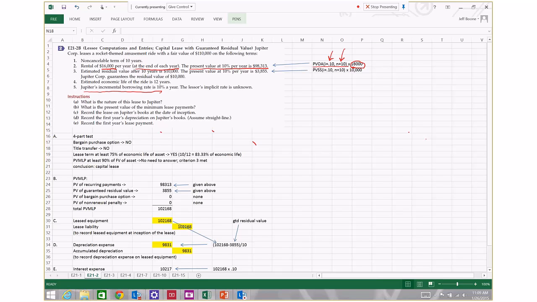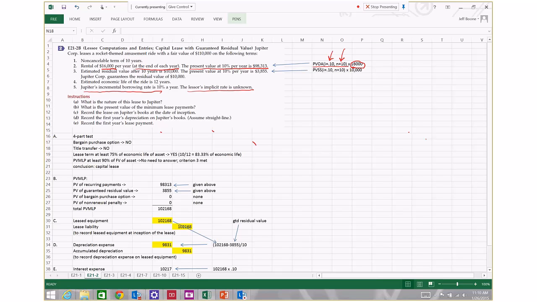a year. Now Jupiter would be required to use the lessor's implicit rate if Jupiter knew the lessor's interest rate and if the lessor's implicit rate were less than Jupiter's incremental borrowing rate. But since the lessor's implicit rate is unknown, Jupiter, of course, is forced to use its incremental borrowing rate of 10% a year in doing the present value calculations.